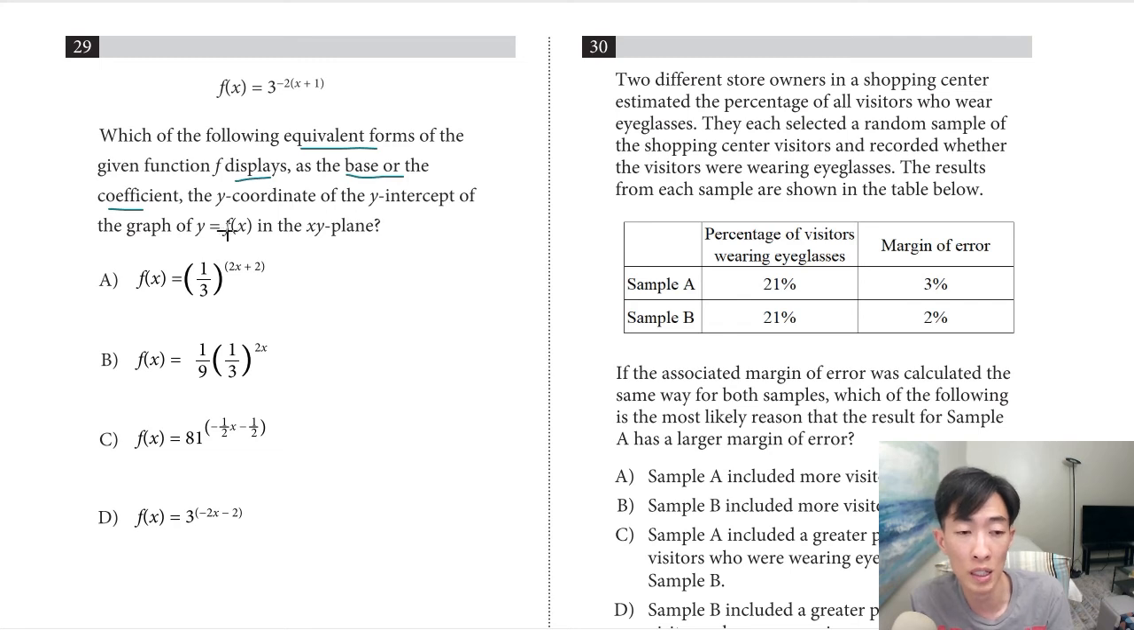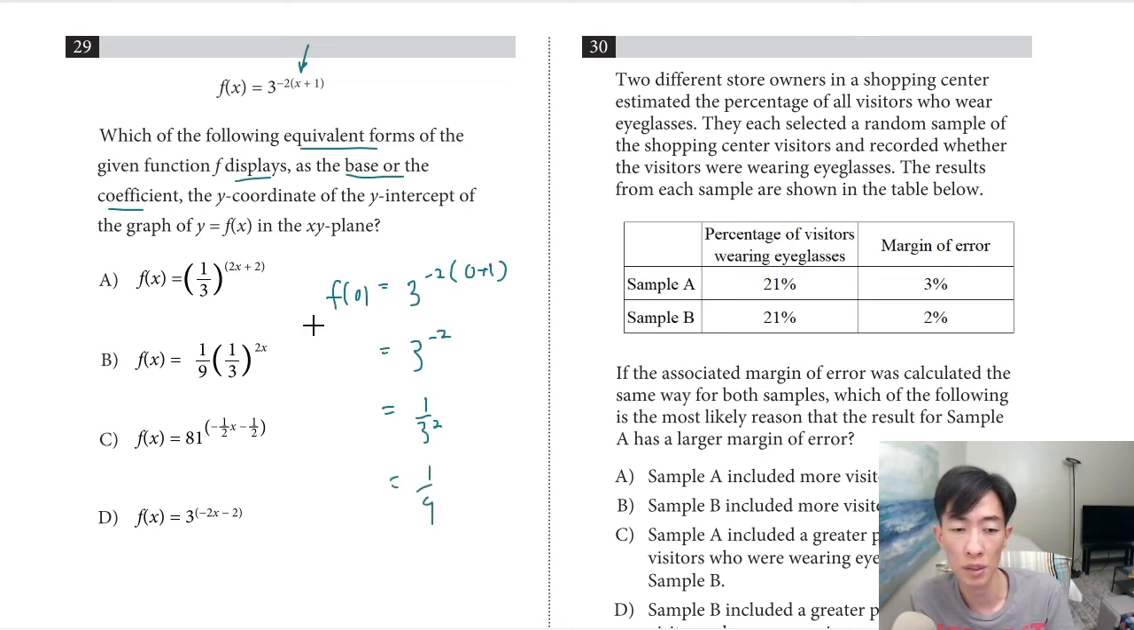So all we have to do is find out what the y-coordinate of the y-intercept is, and you do that by making x equal to 0. That'd be like saying f of 0 equals 3 to the negative 2 times 0 plus 1. And negative 2 times 1 is going to be 3 to the negative 2. This obviously becomes 1 over 3 squared, or 1/9. So we know that when x is 0, y is 1/9. And so that's going to be the y-intercept, 0, 1/9.